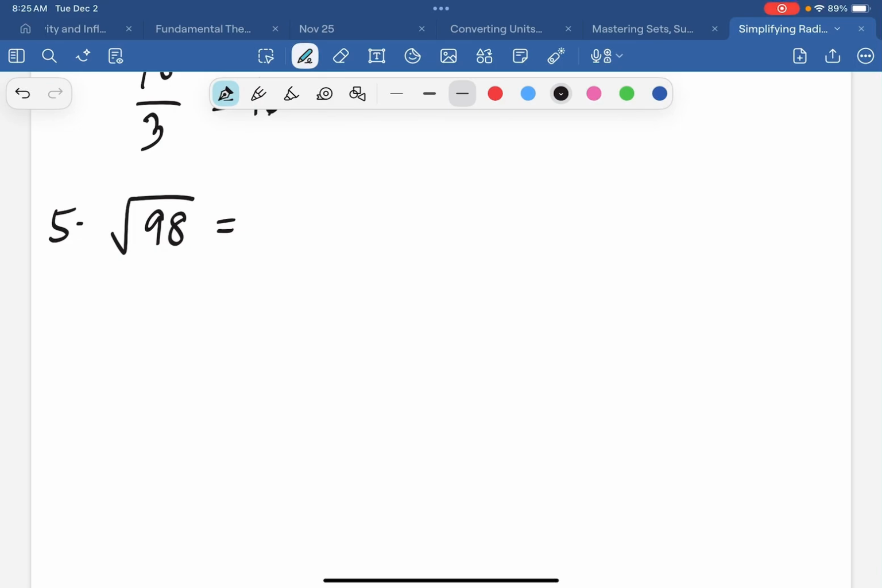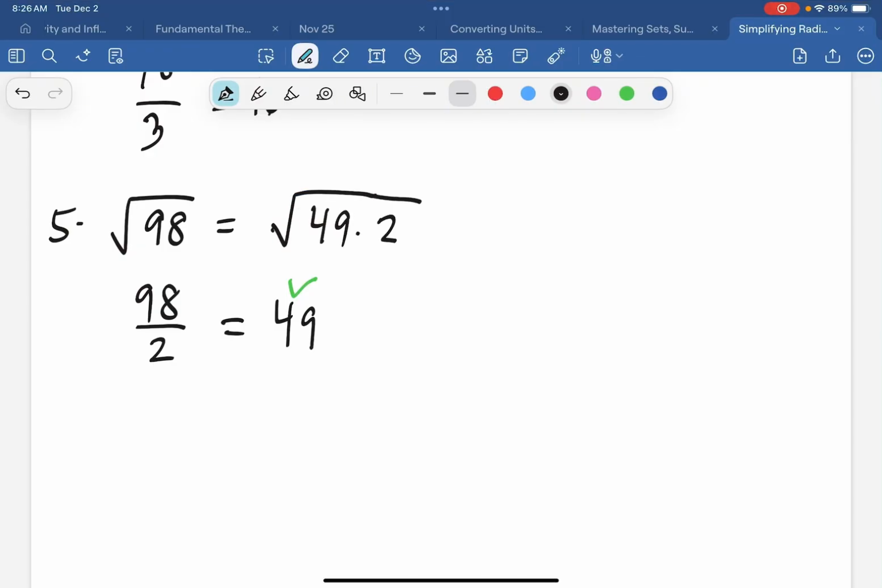Alright, so let's try dividing this by 2. So 98 divided by 2 is 49, which is a perfect square number. So it's easy for us since we divided 98 by 2. So square root of 49, a perfect square, and a non-perfect square, which is 2. And again, extract the square root of 49, which is 7, and then square root of 2. And that's it for this item.